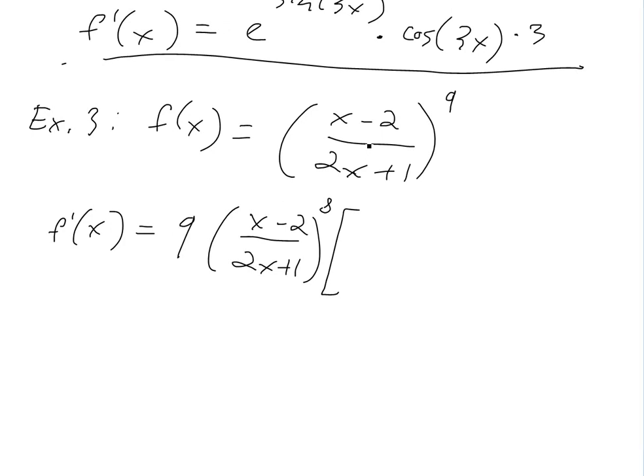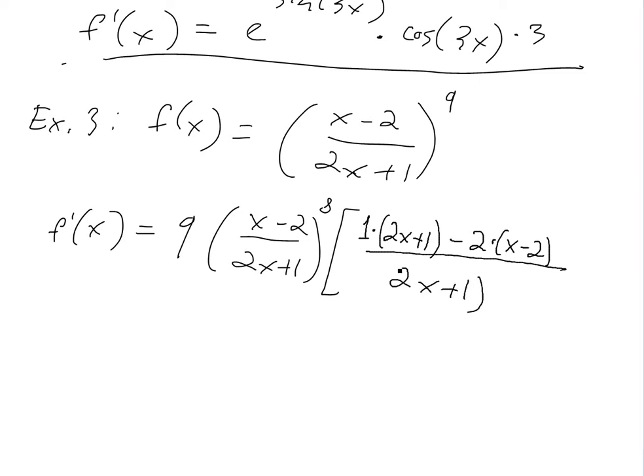The derivative of this one is the derivative of the top, which is 1, times the denominator, and then subtract the derivative of the bottom, which is 2, times the numerator, which is x minus 2. Then all of this is divided by the denominator squared.